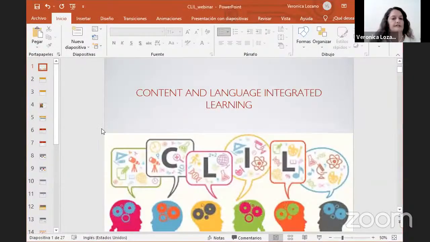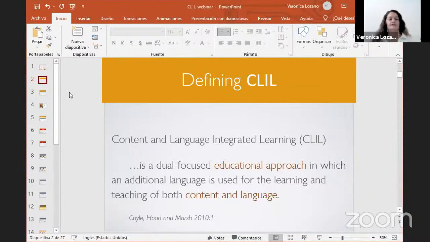What we're going to do today is a brief overview of how to integrate language and content. First of all, here's a definition, a famous definition from a famous book. It says that CLIL is a dual-focused educational approach in which an additional language is used for the learning and teaching of both content and language.